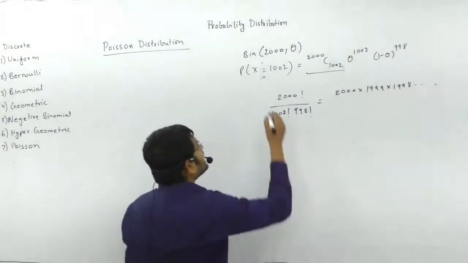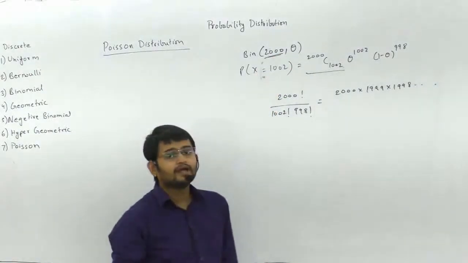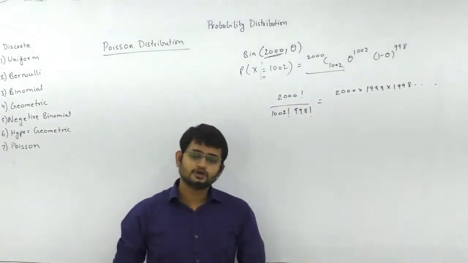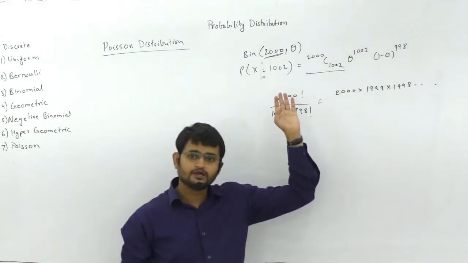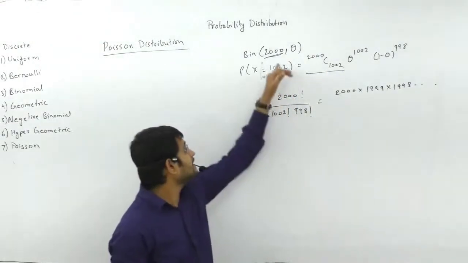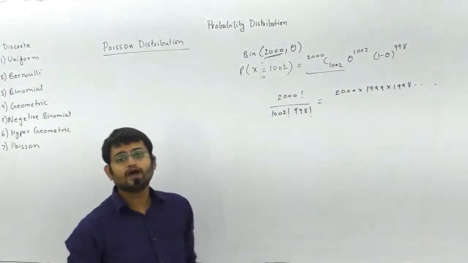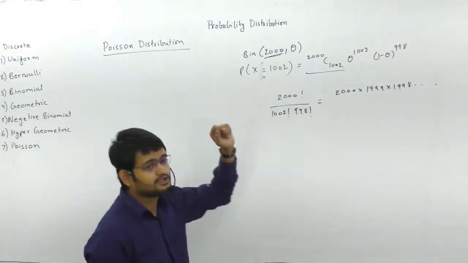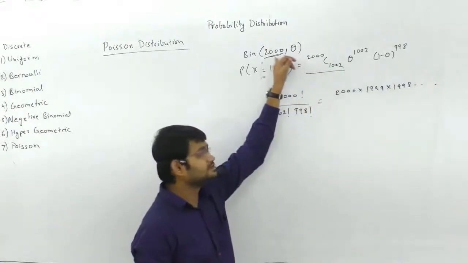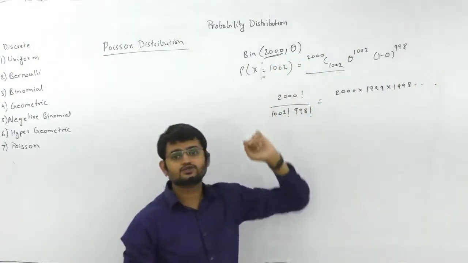So when our n is really large, binomial distribution becomes very difficult to calculate. So what we do is convert this binomial distribution into different distributions so that for large values of n, we can find the probabilities easily. For Poisson distribution, what we have is a large value of n and theta should be small.